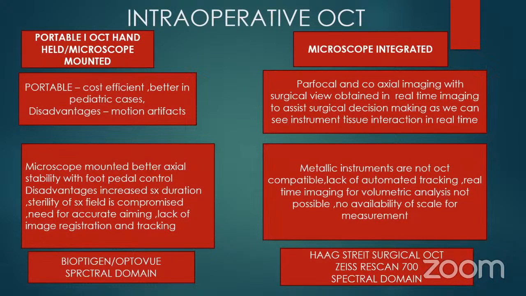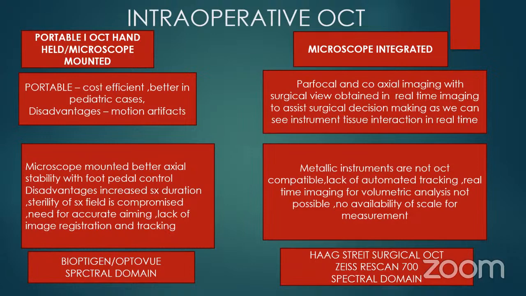We also have intraoperative OCTs, which are of two kinds, portable OCT and microscope integrated OCT. Portable OCT can be handheld or microscope mounted. The portable OCT is cost efficient and better in pediatric cases. The disadvantage is motion artifact in handheld OCT. Microscope mounted is better with axial stability and foot pedal control. Disadvantages are increased surgical duration and compromised sterility. Examples of it are Spectral Biopterin and Optoview.